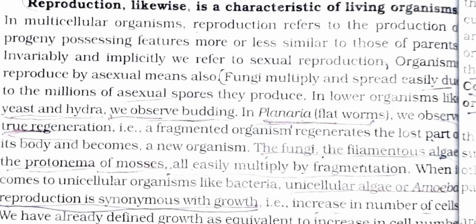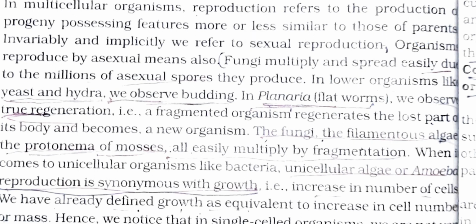Like in flowering plants, fungi also multiply and spread easily through the millions of asexual spores they produce. In lower organisms like yeast and hydra, we observe budding. We already learnt this in class 10. In planaria, a flatworm, we observe true regeneration, that is, a fragmented organism regenerates the lost part of the body. The fungi, the filamentous algae, and the protonema of mosses all easily multiply by fragmentation. We already learnt this in class 10, so we will not discuss that here.